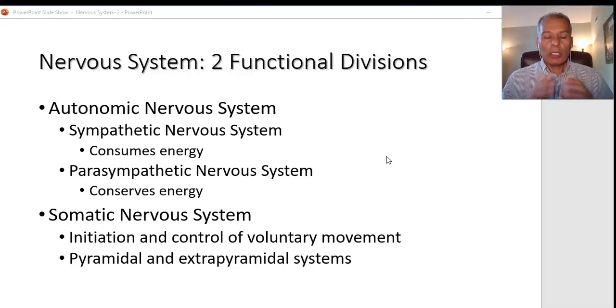Immediately your sympathetic nervous system is going to release adrenaline, or norepinephrine and epinephrine, from your adrenal glands, the two glands on top of the kidneys. That adrenaline is going to deploy your energy. It will make you burn more energy. It is going to raise your blood pressure. It's going to do a lot of things.